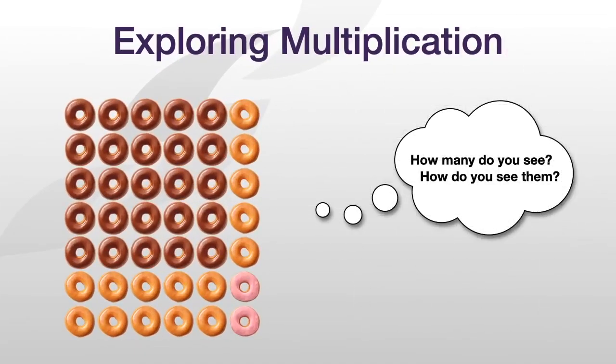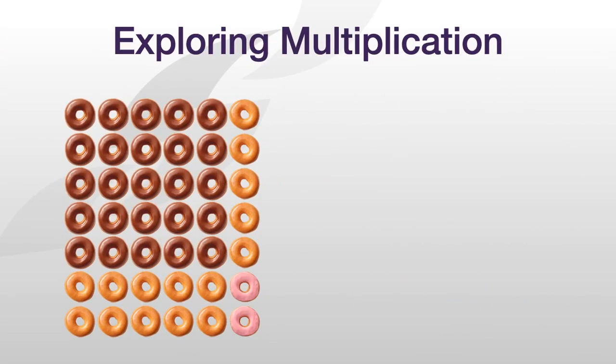How many do you see? How do you see them? You might have counted all of the donuts using multiplication. There are 7 rows of 6 donuts. 7 times 6 is 42.